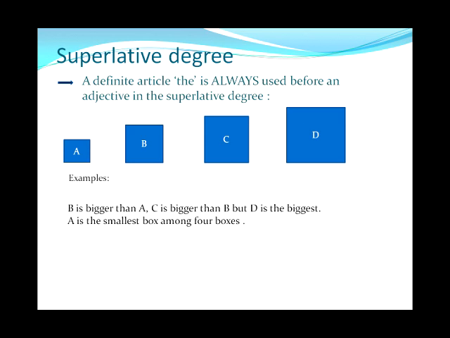Now, let's look at the example. B is bigger than A. C is bigger than B. But D is the biggest. A is the smallest box among the boxes.